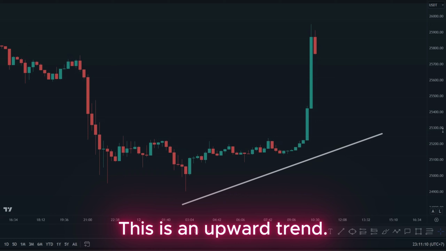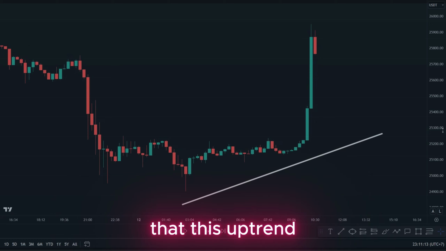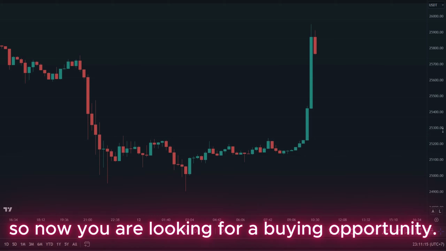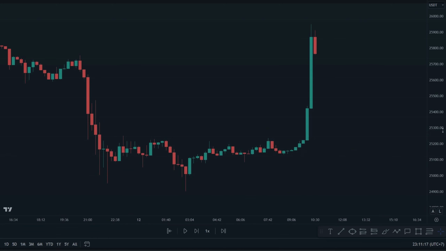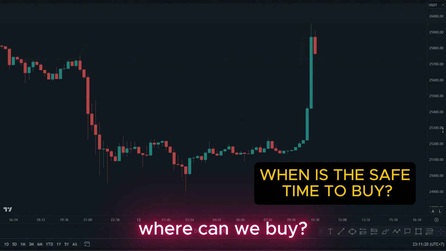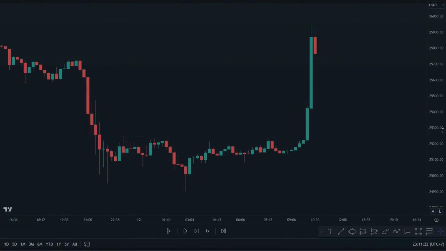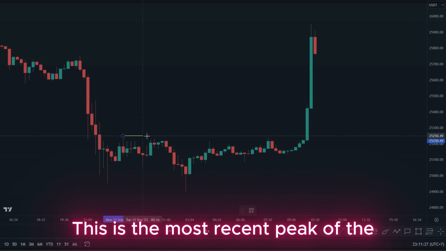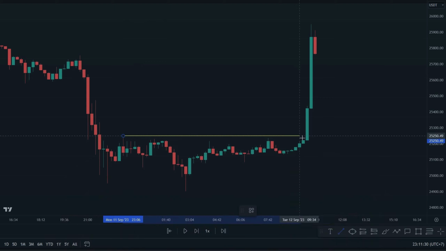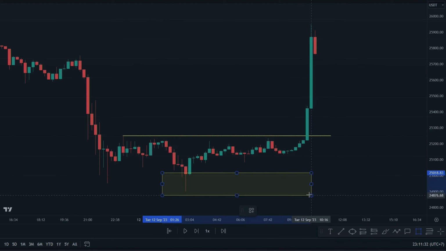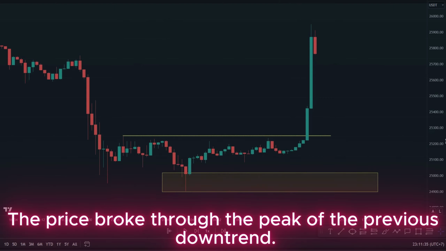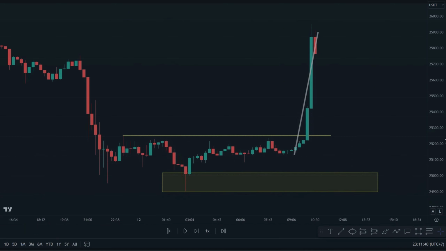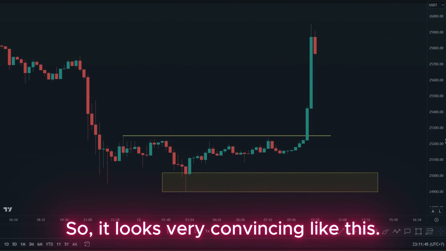This is an upward trend. Suppose you predict that this uptrend is still on an upward trend, so now you are looking for a buying opportunity. So at this point, where can we buy? Looking here we see, this is the most recent peak of the previous downtrend. The price broke through the peak of the previous downtrend with a very strong buying force like this, shown by two green candles with very long bodies. So, it looks very convincing like this.